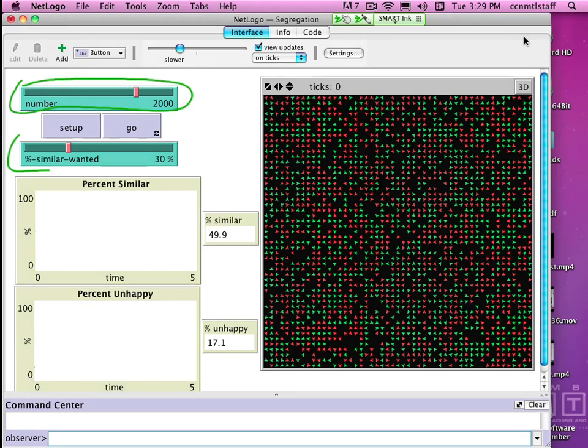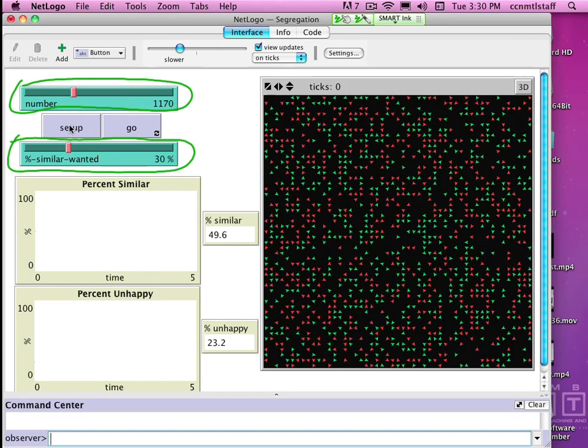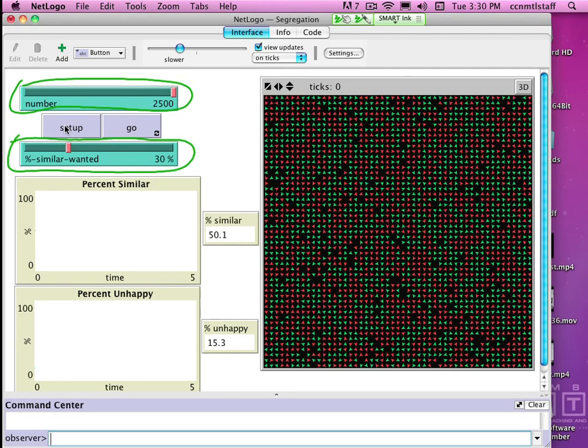Okay, and we have number and percent similar wanted covered by sliders. Slider means that we can change the value of the number of agents in the simulation. I just made it about 1100, or I can make it something like 2500. You can see the density increases. To the right here, the green and red are the agents on a grid.